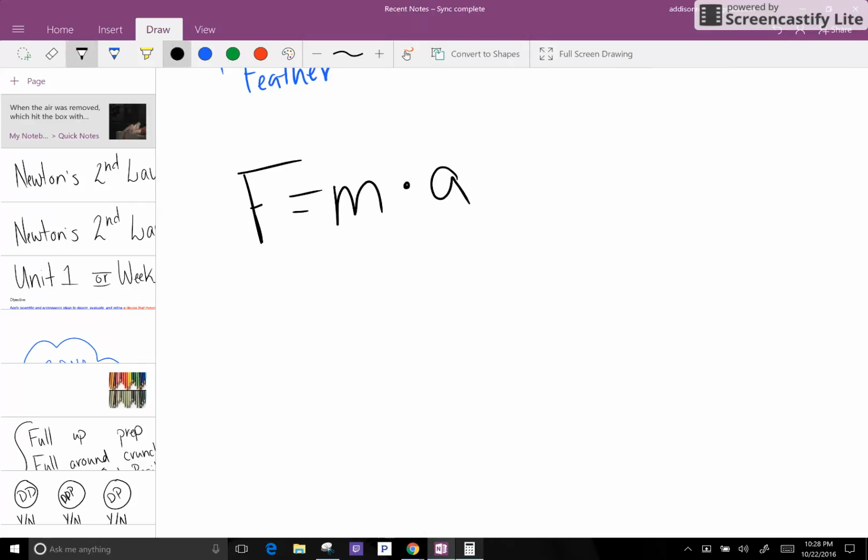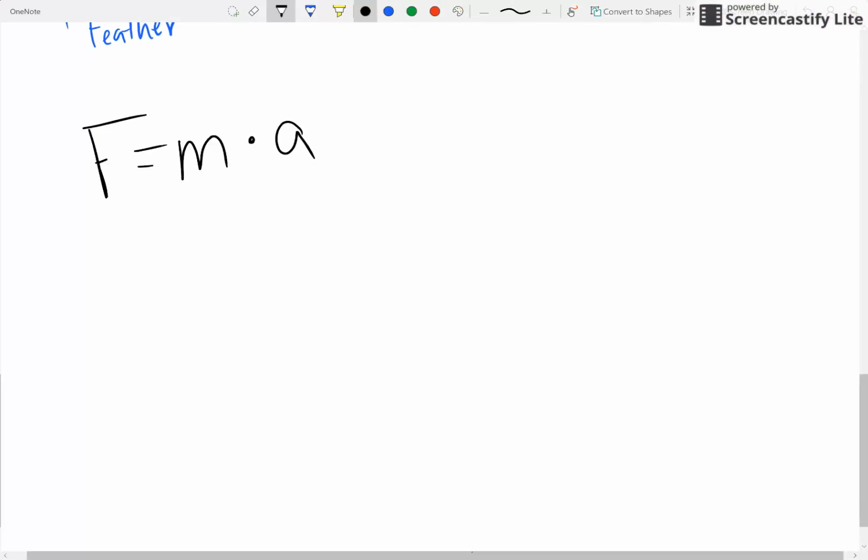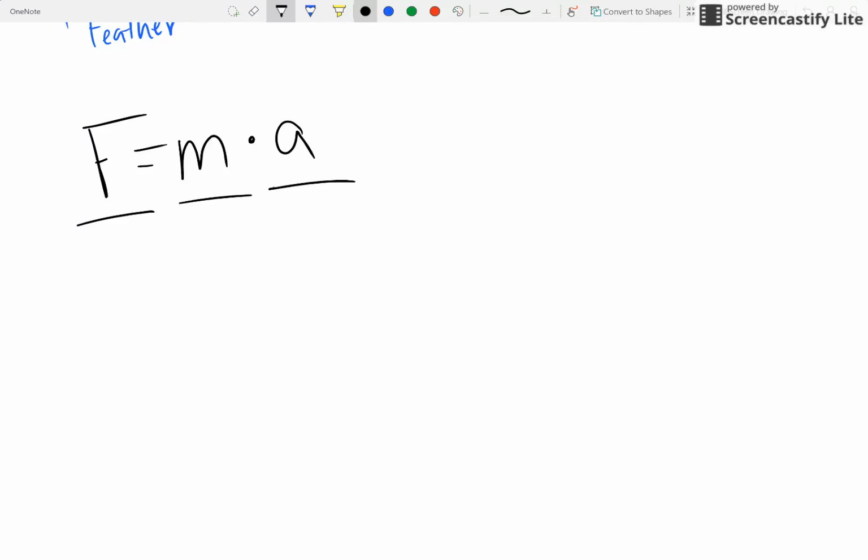Now what we're going to get into next is using this equation to solve for just force, or to solve for just acceleration, or just mass. If I give you two of these things, force and acceleration, you should be able to solve for mass. If I give you mass and acceleration, you should be able to solve for force. And if maybe I give you force and mass, you should be able to solve for acceleration. Basic knowledge of algebra, that should be pretty simple.